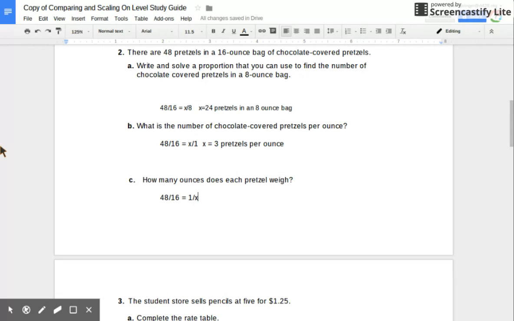We multiply the partners. So that's going to be 16 times 1, which is 16. And we divide that by the loner, 48. And x turns out to be 0.3 repeating. But I'm just going to round it to 3/10. Now remember, we need to label this. So what this means is that there are 3/10 ounces per 1 pretzel. So 1 pretzel weighs 3/10 of an ounce.